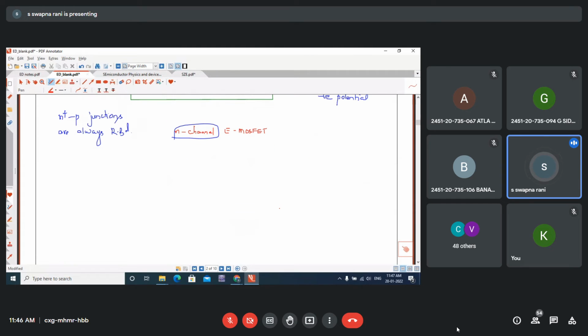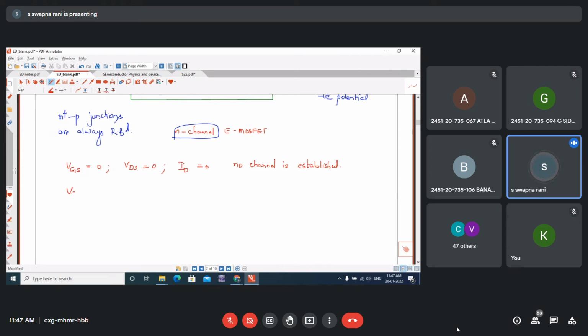So how to establish the channel? Say we have given some VGS. Alright, VGS is 0, VDS is 0. So there is no voltage at the gate and none at the drain, which means the drain current ID is 0. No channel is established.